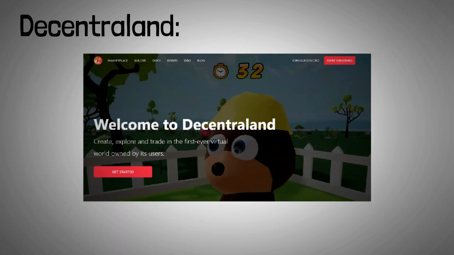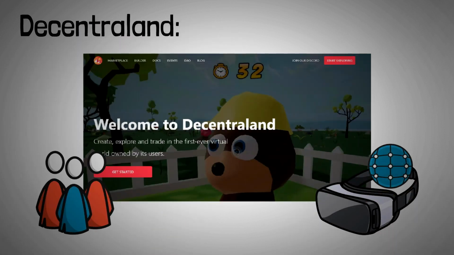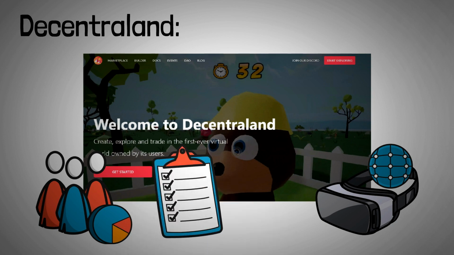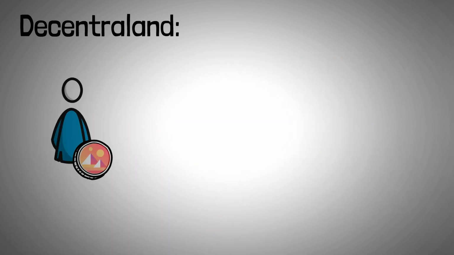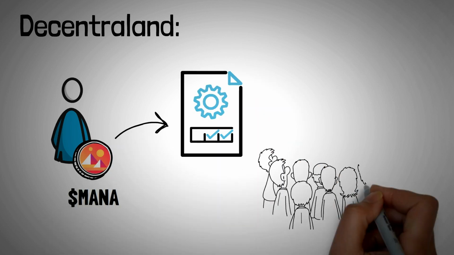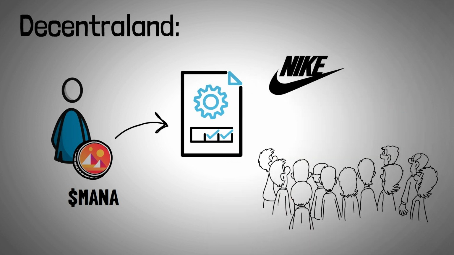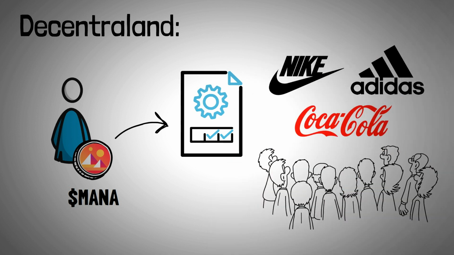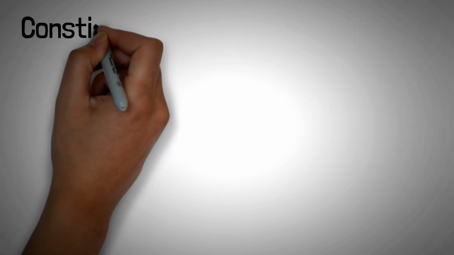Decentraland. This is a virtual world run by a DAO, where the stakeholders make governance and administrative decisions in a democratic manner. Each holder of the platform's token, MANA, can participate in the process, and it is quickly becoming fashionable among global brands, including Nike, Adidas, and Coca-Cola, as a method for connecting with digital native consumers.